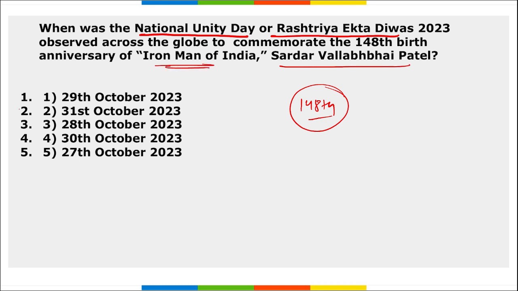When do we observe this? It was on 31st of October, right? On 31st of October, National Unity Day or Rashtriya Ekta Divas. First ever National Unity Day was observed in 2014.